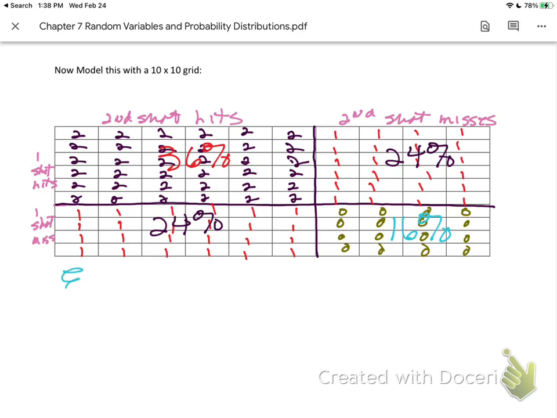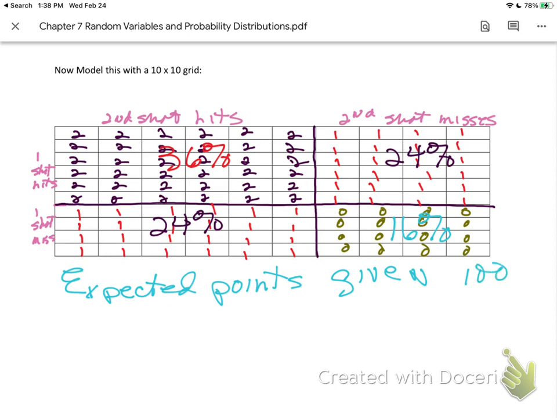All right, so given this grid, we can now figure out our expected points. So these are the expected points given 100 trips to the foul line. All right, so let's figure this out. So we have 2 points she can get, and she'll get them 36 times.